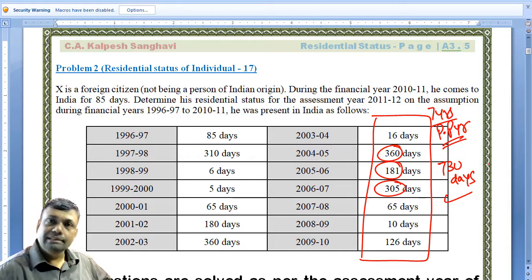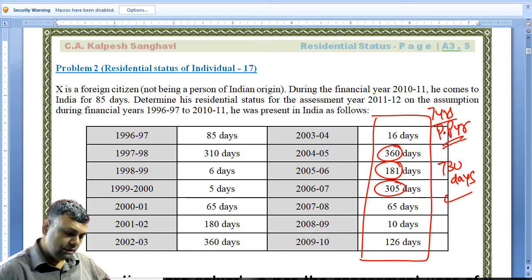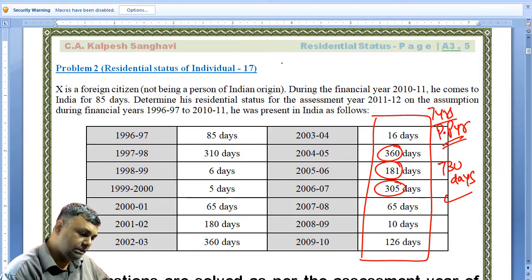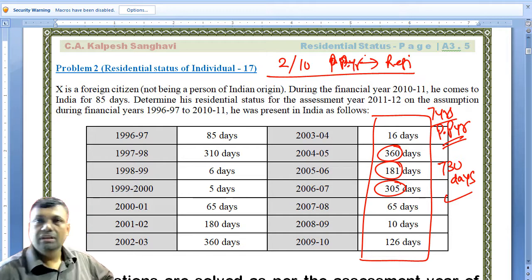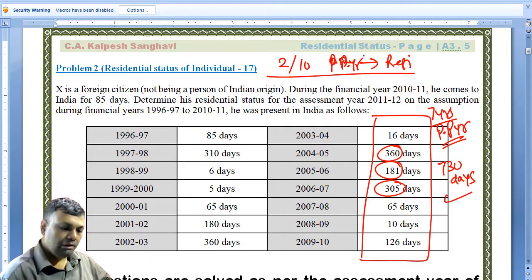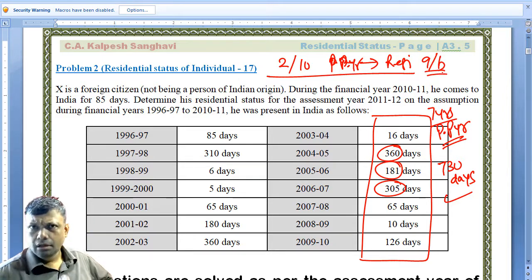Now, the second test is 2 out of 10 years. This particular test, at least 2 out of 10 years preceding the previous year, you should be resident. That's the second condition. Preceding the previous year. That's the second test. So if I say resident, that means I have to check A or B. Just look at my style. I can do it very quickly, and normally these adjustments I do orally only. So A or B. In A or B, there is a test of 182 days first.